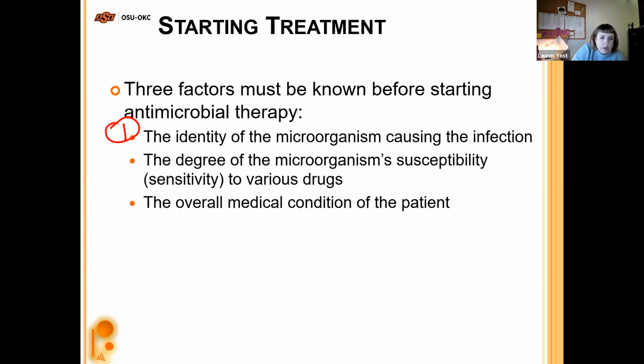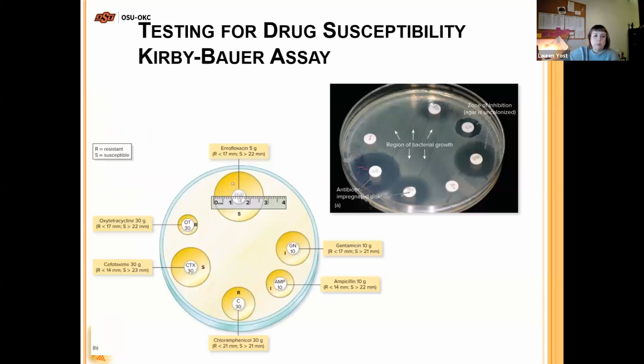Right. You want to know the microorganism, you want to know the degree of its susceptibility to drugs, and you want to know the overall medical condition of the patient. So if the patient has to be cured quicker versus somebody that can wait for the treatment to work longer, if the patient can handle a drug that could be more toxic, or if they can't handle that more toxic drug, those are things you might want to consider.